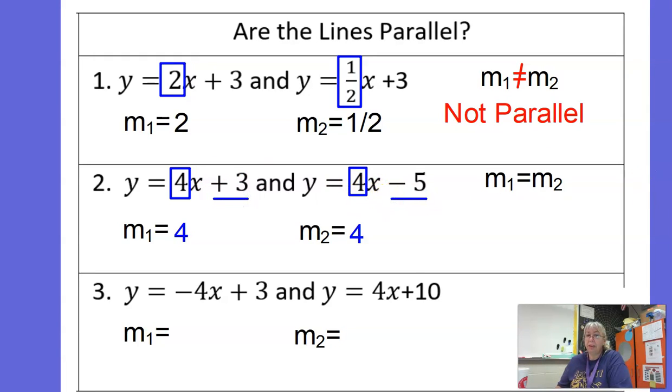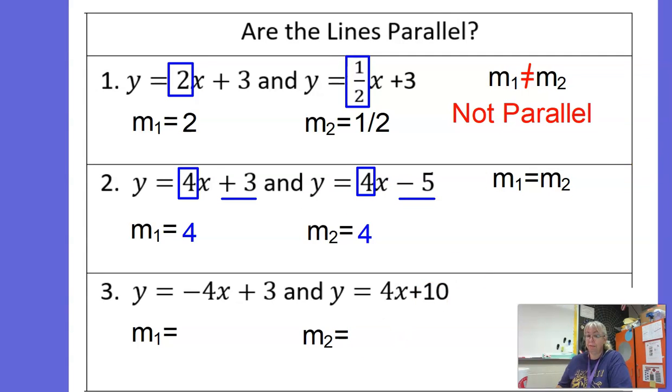And what do we notice about 3 and -5? Are they different? Okay, so our slopes are the same and our y-intercepts are different. These two lines are parallel.